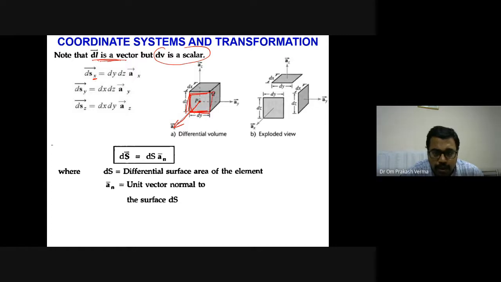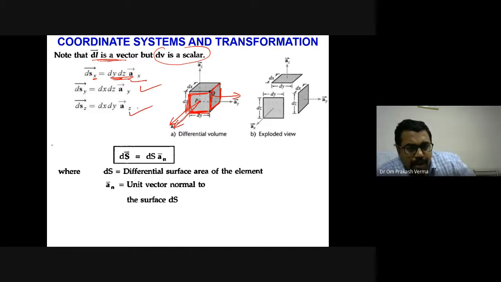So just multiply this length and this length, length into breadth, simply dy dz. And what is the direction? The normal direction is ax. The direction of the surface is ax. So we are representing ds in the direction of x as dy dz times ax. And similarly, dsy in this direction, if you want to calculate, then dx and dz will be multiplied. This is the dx and this is the dz. You can multiply and calculate the surface.